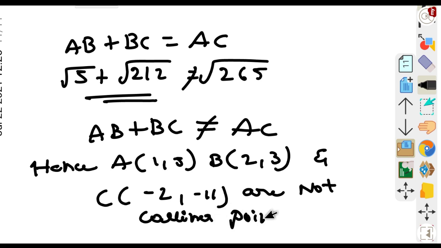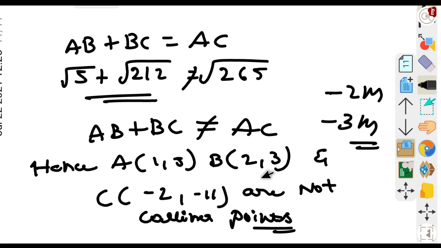Okay children, now this is how we need to solve the problem, and this question will be asked for 2 mark or 3 mark, children. It's a very important problem. So you need to take this condition and find the distance between AB first, afterwards BC, afterwards AC, and check whether LHS is equals to RHS or not by adding. In this problem the LHS is not equals to RHS, so we have come to a conclusion that the given coordinate points are not collinear points.